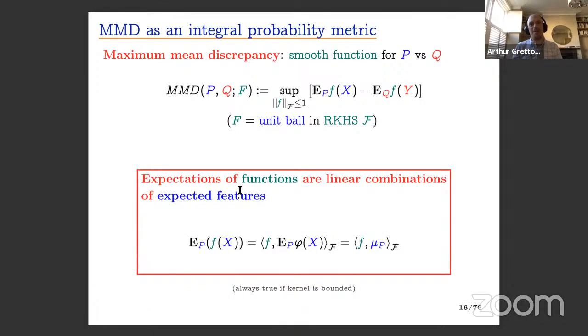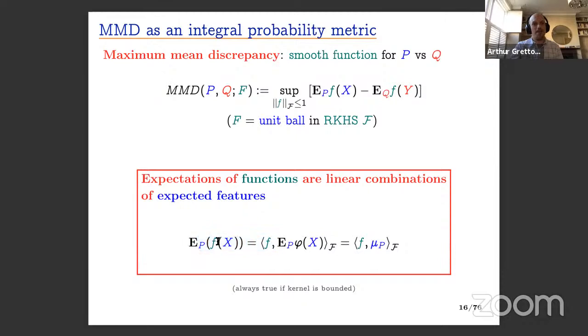I'm now going to link this notion of MMD, which is a smooth function that maximizes the difference in expectations, with the notion of MMD that I started the talk with, which is the difference of expected features under P and Q. At first, it's not obvious at all why these things are the same. I've used the same expression for both, but right now, it's not clear why they are actually the same thing.